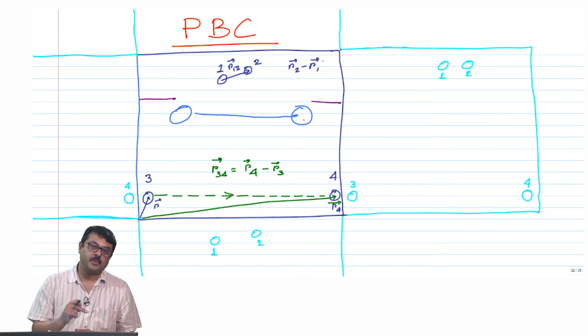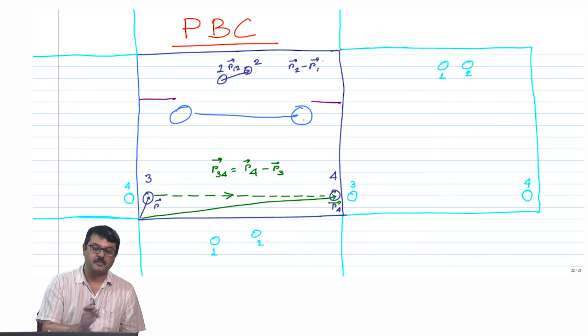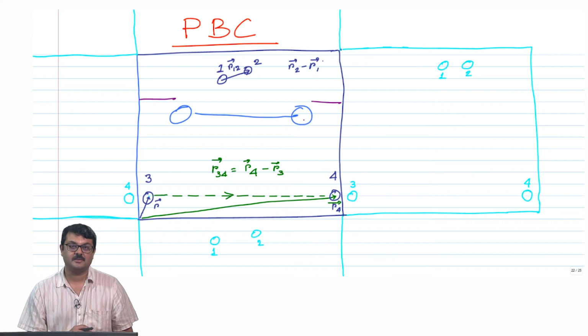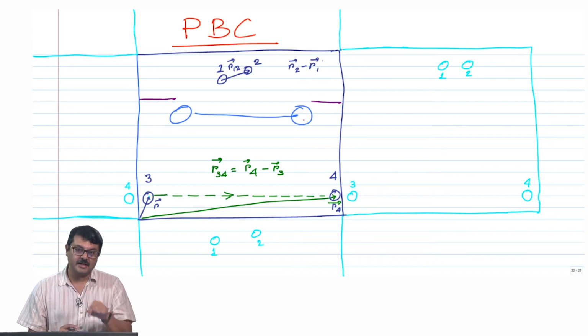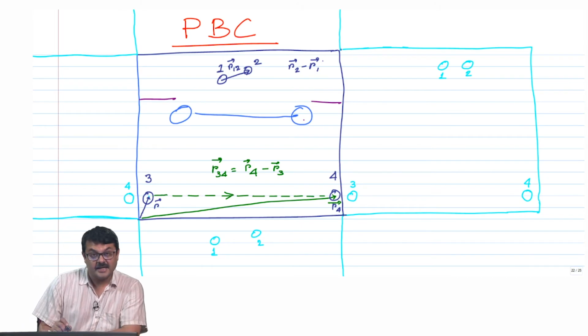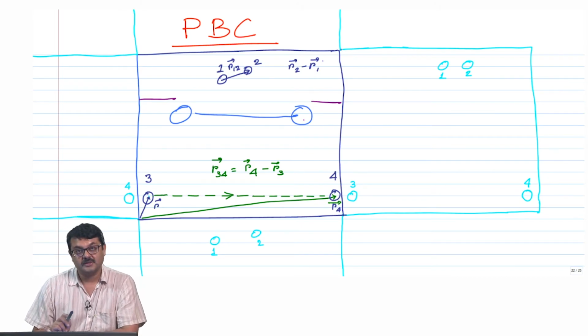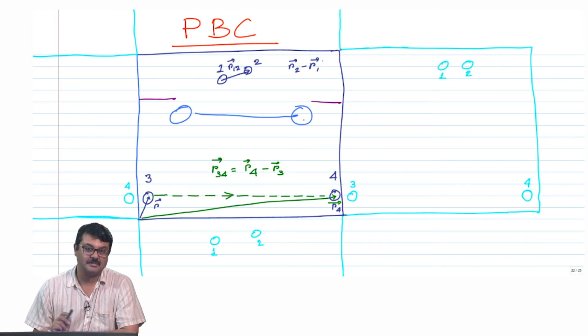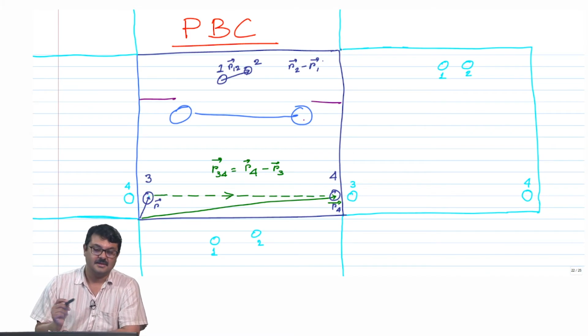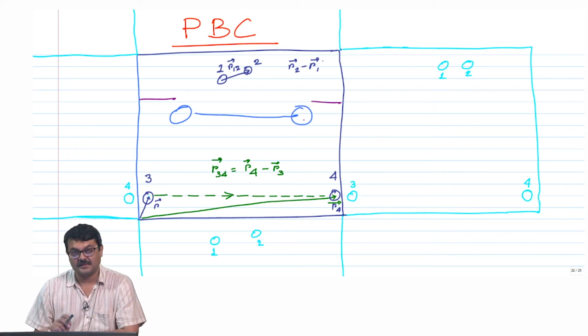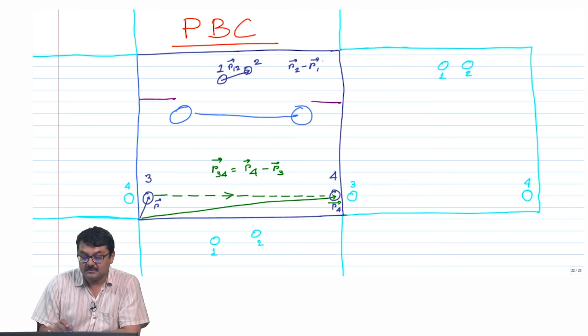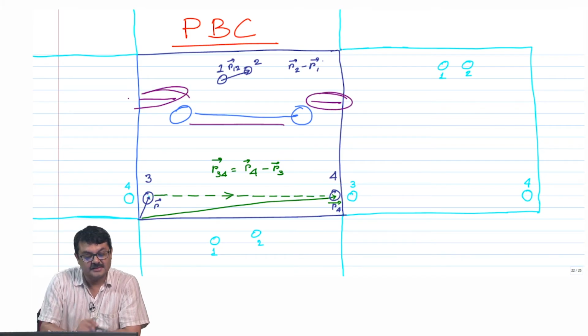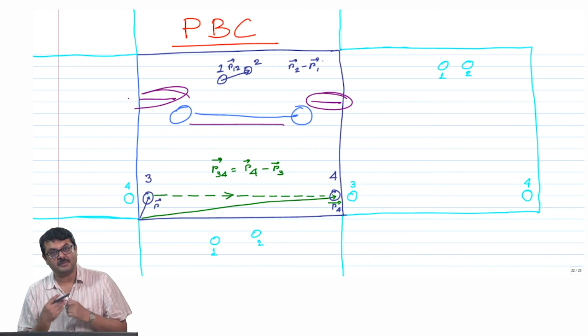Similarly, when you calculate y 2 minus y 1 or y 4 minus y 3, if that distance becomes greater than Ly by 2, and similarly in the z direction, then the appropriate way to calculate the distance is to correct for dx being x 4 minus x 3 and dy being y 4 minus y 3. So, you should not take this distance, instead take this plus this distance. So, that is the so called minimum image convention.